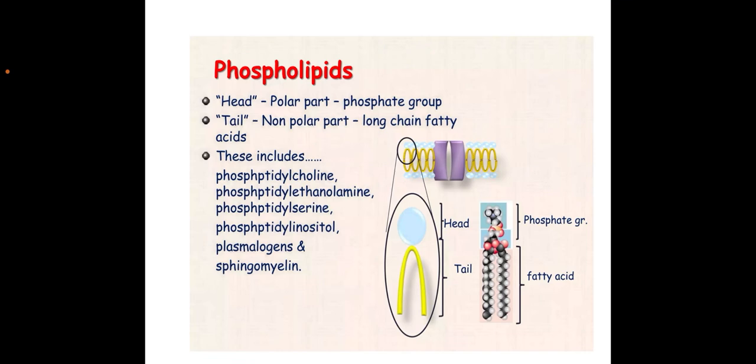And if we talk about phospholipids, as I told you earlier, the head part is the polar part, and that contains the phosphate group, PO4 negative, and the tail contains the non-polar part, and that has long-chain fatty acids. These can be phosphatidylcholine, phosphatidylethanolamine, phosphatidylserine, phosphatidylinositol, plasmalogens, and sphingomyelins. These are all part of the phospholipids.